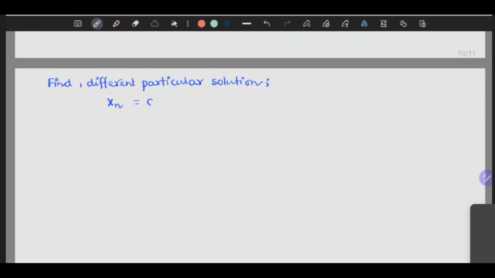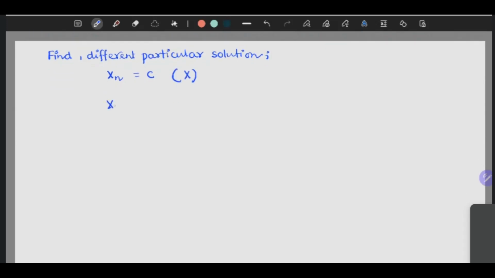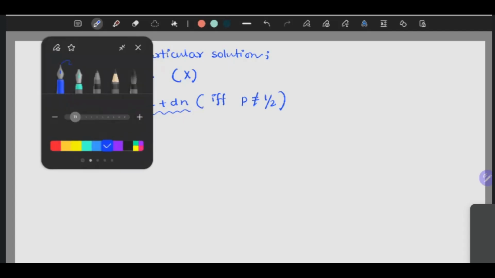xn is, let's say, c, just a constant, this will not work. And let's say if it is xn equals c plus dn, this will work as long as p is not equal to half. If p is half, then it will be similar to the biased-unbiased problem. So now if you plug this in, here we will just talk about this case.